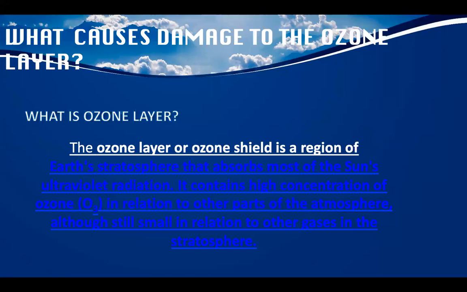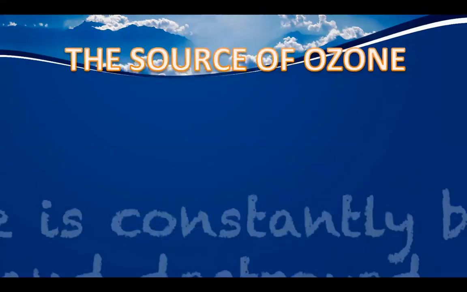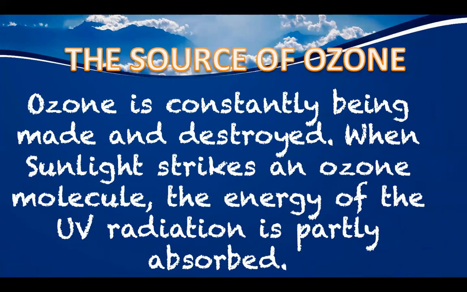The source of the ozone. Ozone is constantly being made and destroyed. When sunlight strikes an ozone molecule, the energy of the ultraviolet radiation is partly absorbed. This energy causes the ozone molecule to break apart into an oxygen molecule and an oxygen atom. The oxygen atom soon collides with another oxygen molecule. They react to form a new ozone molecule. Each time the cycle occurs, some energy is absorbed. The energy does not reach Earth's surface.